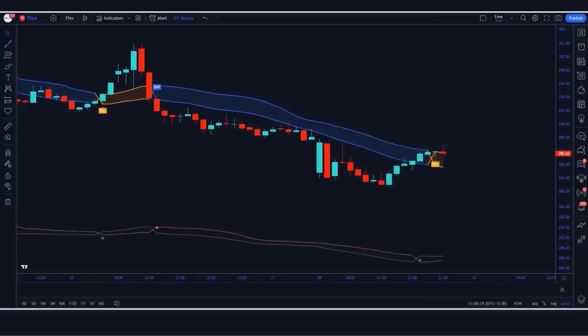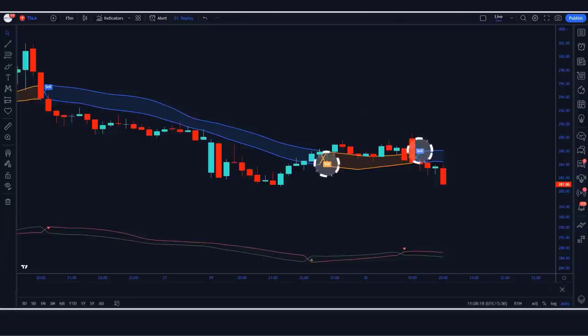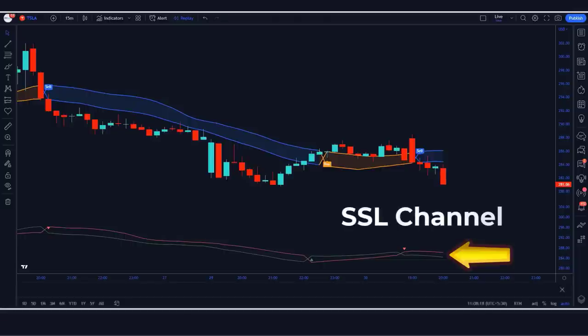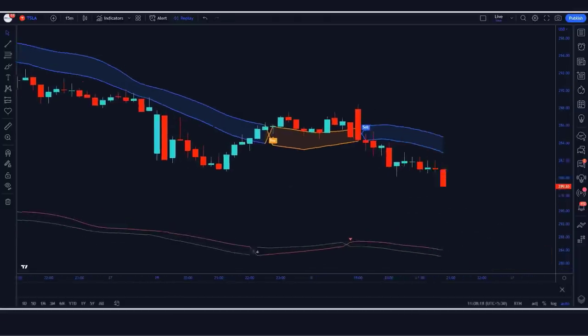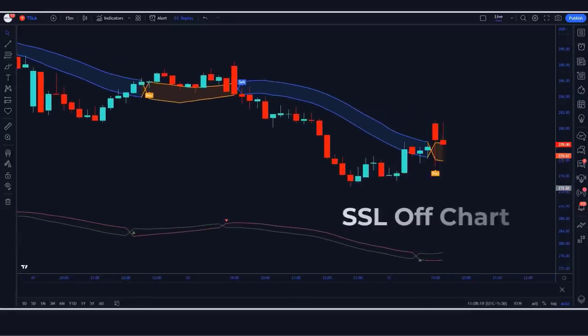First of all, let us know about trading tools. The sell and buy arrow indicator we see in the chart is called the SSL channel indicator. The indicator at the bottom, we call it the SSL off chart indicator. Now we tell you how we want to trade. Let's start the video.